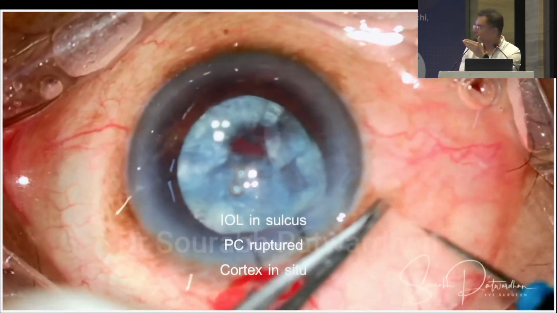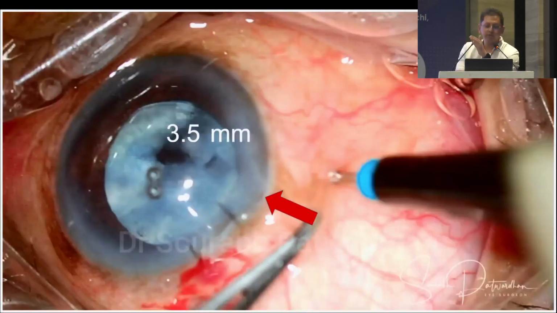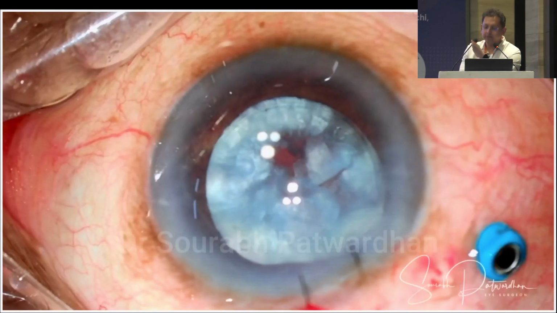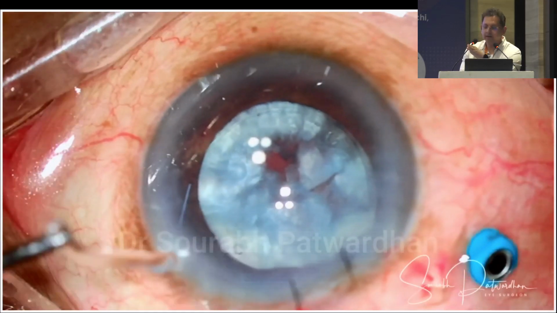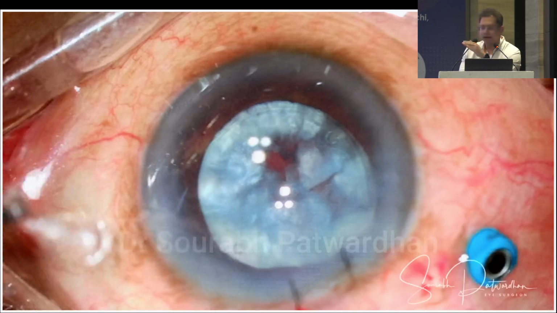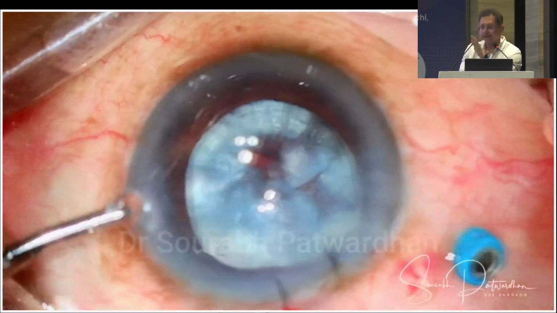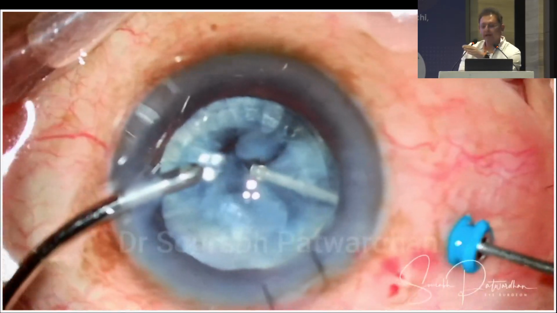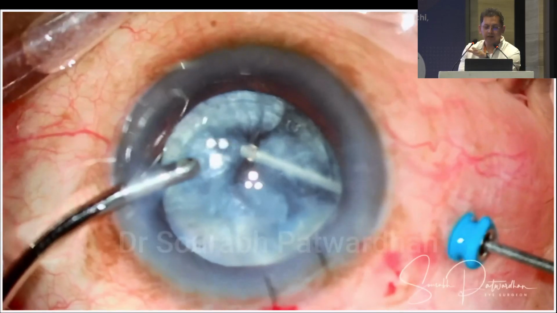Now this is another situation where pars plana anterior vitrectomy is useful. This patient was referred to me by one of my colleagues, and he suspected that there was a PC rent. So what he did was he just placed the IOL in the sulcus and then referred it to me, saying that there might be a possible posterior capsular rent, and of course it was there, and there was a lot of residual cortex left behind.